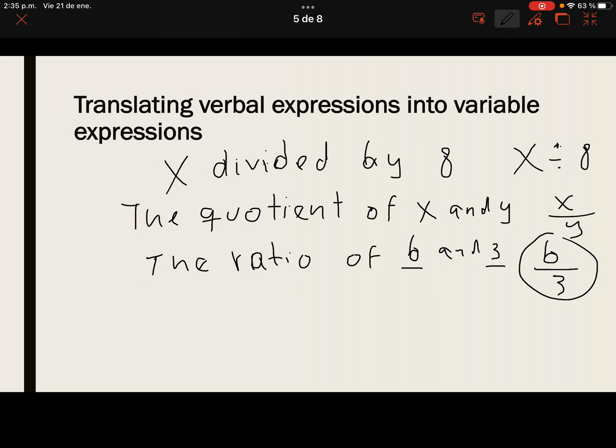Also, guys, it's important to remember some keywords for exponents. For example, the square of x means x squared; the word square means that the exponent is 2, so x to the second power. The other word is cube. The cube of x means x to the third power. That's important to keep in mind.